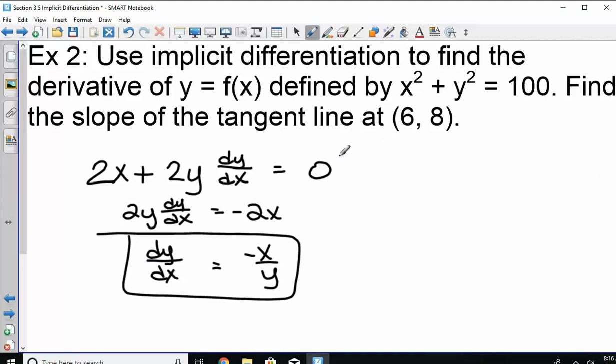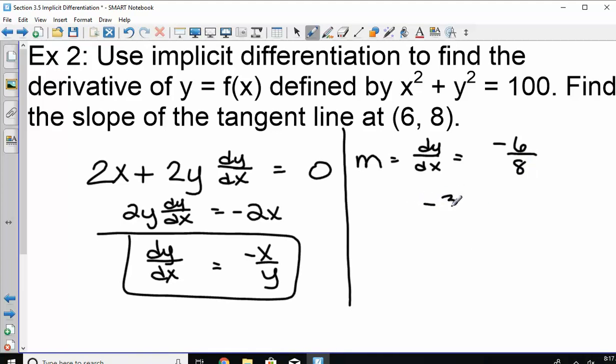If I ask for the slope of the tangent line at the point (6, 8), we know that the derivative is the slope. So now I'm just going to plug in. Opposite x was 6 over y, which was 8. So my slope there is negative 3/4. I didn't ask for the full equation, so we don't have to do that.